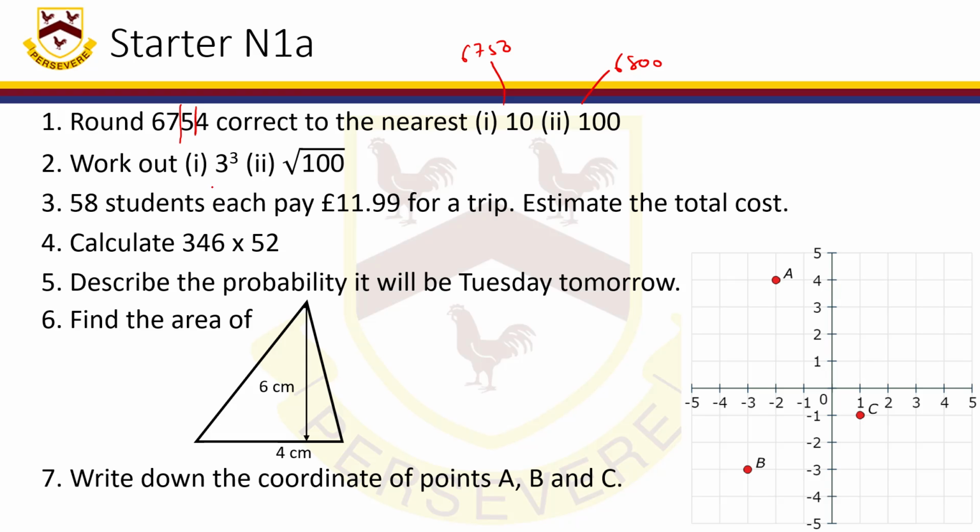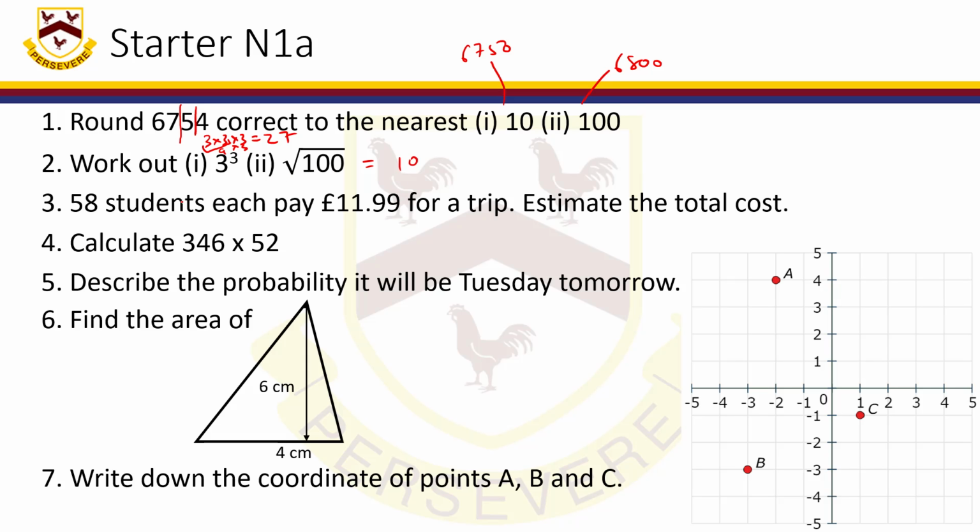On question 2, 3 to the power of 3 or 3 cubed. That means 3 times 3 times 3, which is going to give us, let's just check, that's going to be 9 times 3, which is 27. You should have 27 for that one. And the second part is the square root of 100, which is 10.